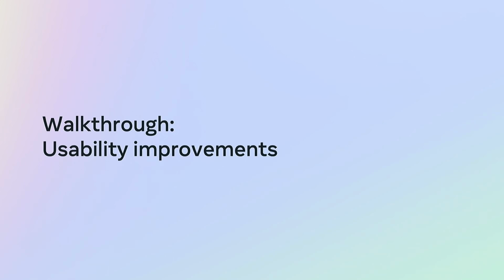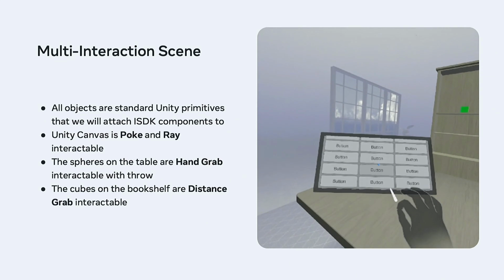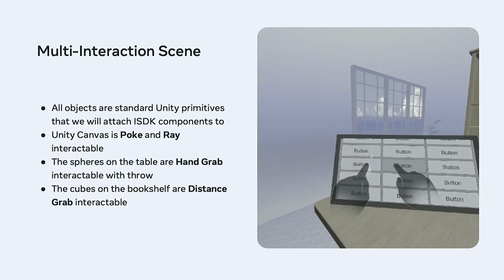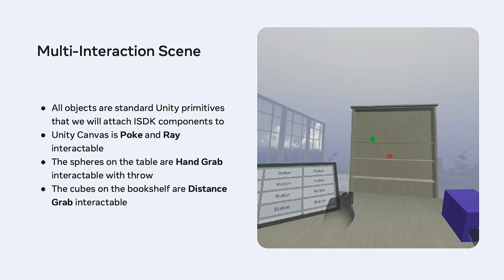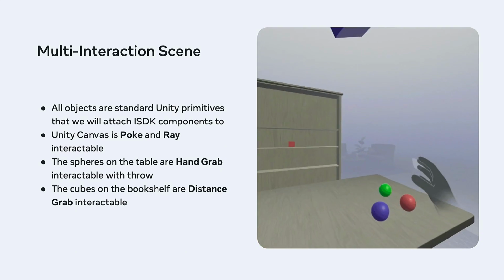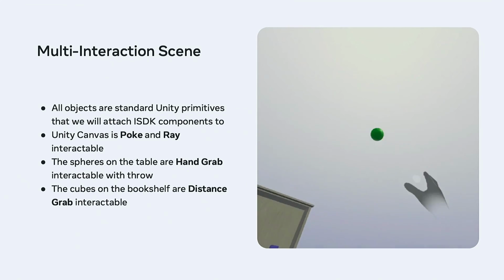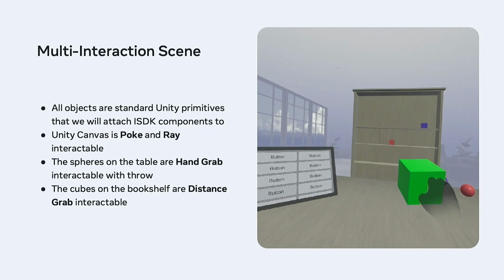Okay, so all of these sound really great on paper, but I want to give a quick walkthrough of what this actually looks like to set up in Unity. So we're going to build a multi-interaction scene. Now this scene includes raycast on canvas, as you can see, poke on canvas, I'm poking the buttons and scrolling it. Includes distance grab. This is the pull interactable to hand variant where you see the little ghost of the cube come to my hand. It's pretty cool. And then you see the spheres on the table are just hand grab interactable. I can grab them and they have physics-enabled throwing.